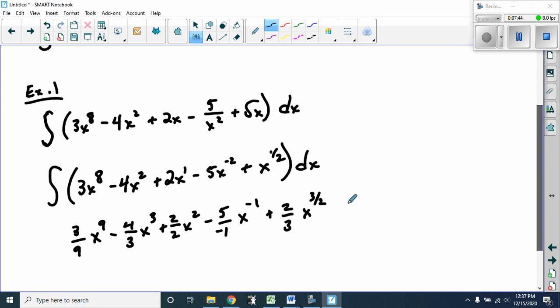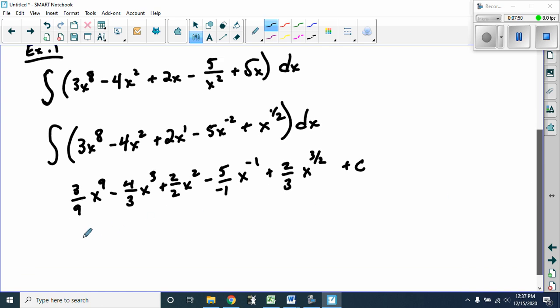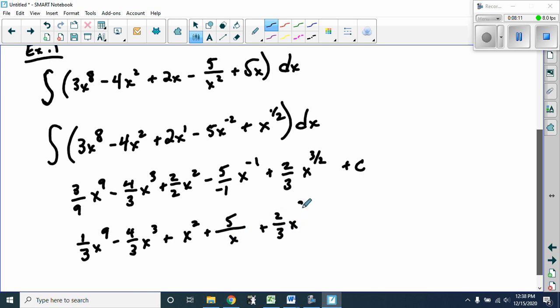Anytime you integrate, we are going to tack on a plus c. We could have some constant, and then reduce. 1/3 x to the 9th minus 4/3 x cubed plus 1x squared. Negative divided by negative is plus 5. X to the -1st can go on the bottom. Plus 2/3 x to the 3/2 plus c.